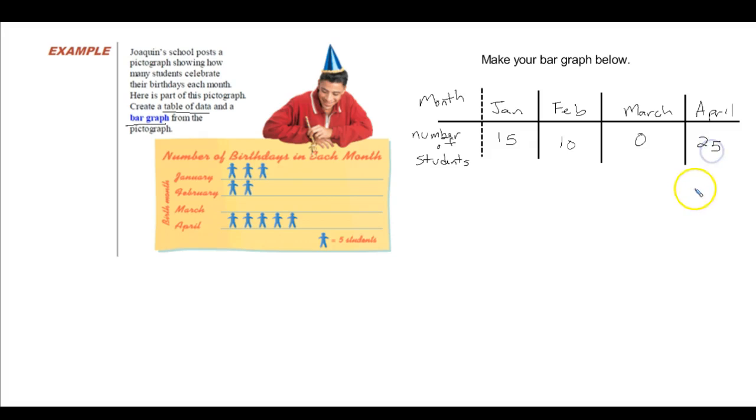All right, so there is our table of data. We have created our table of data. Now what we're going to do is create a bar graph. If you know what a bar graph is, great. If you don't know what a bar graph is, that's what we're doing this video for.